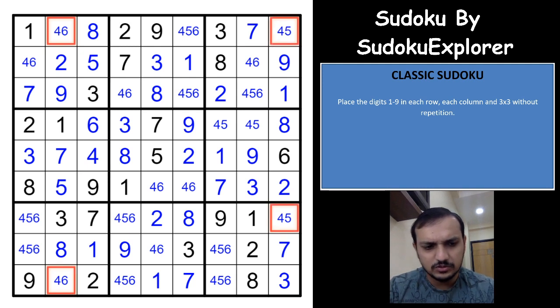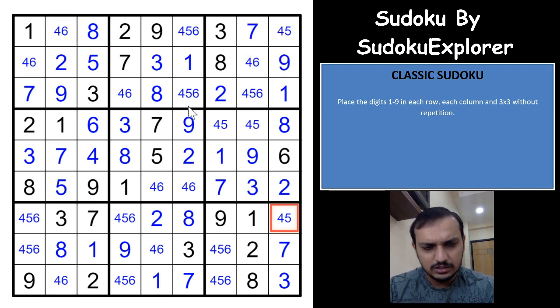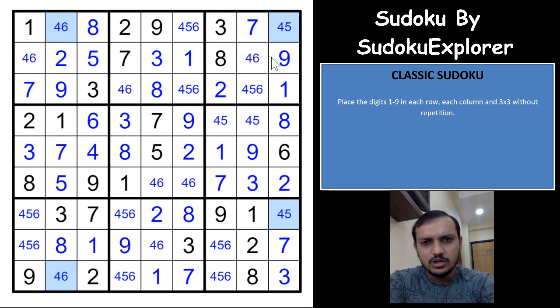Wow, that is an excellent piece of logic here. Let me show you what a skyscraper technique is. So 4 is in one of these two cells in this column, and 4 is in one of these two cells in this column, right? So each of these two columns has 2 places for 4, right? So you have 2 places for 4 in this column, 2 places for 4 in this column.